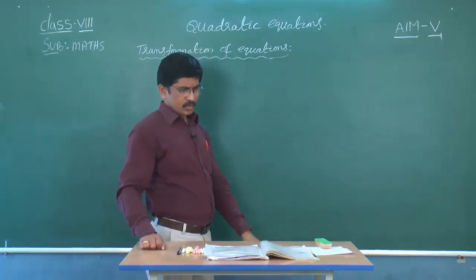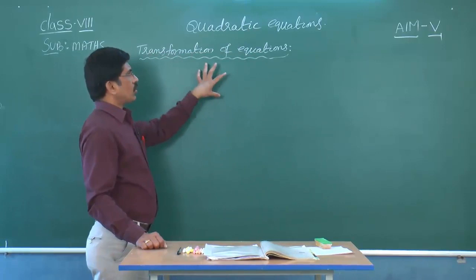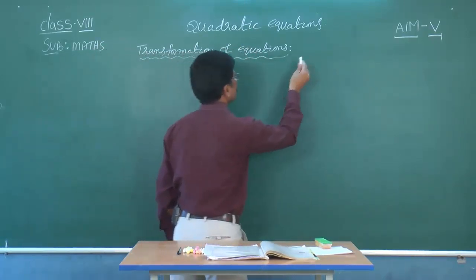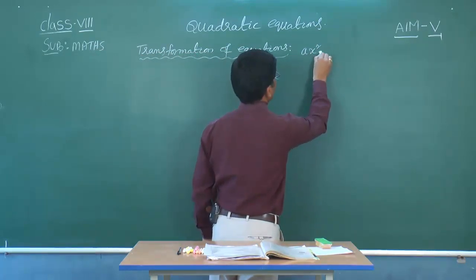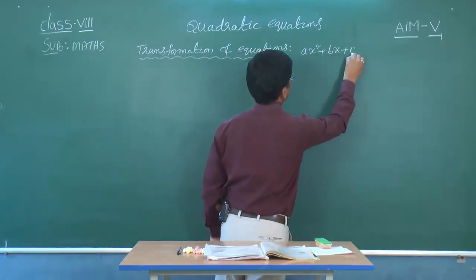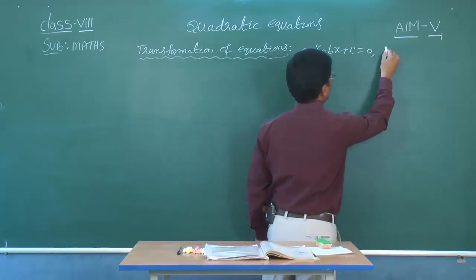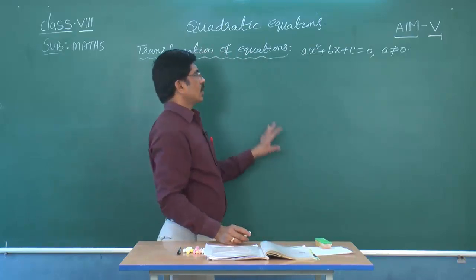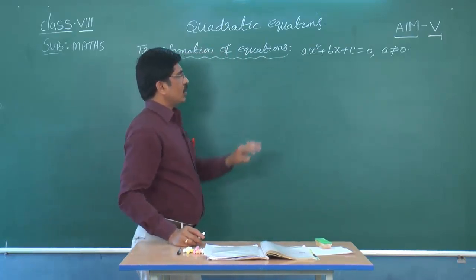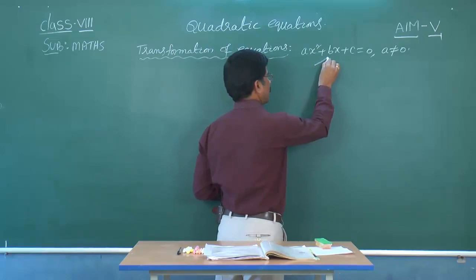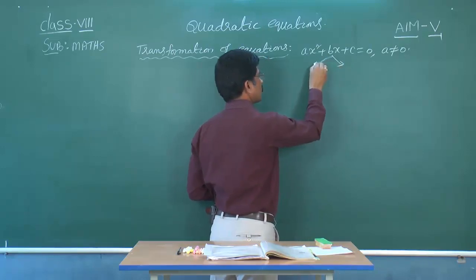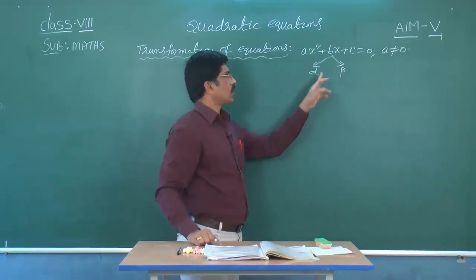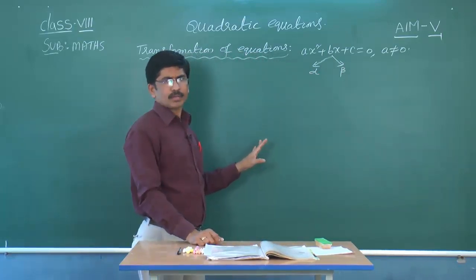First of all, we are taking a quadratic equation, ax square plus bx plus c is equal to 0, where a is not equal to 0. This quadratic equation has two roots, one is alpha and the other one is beta.